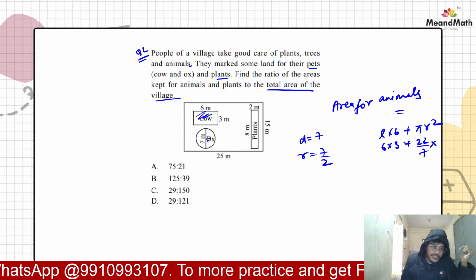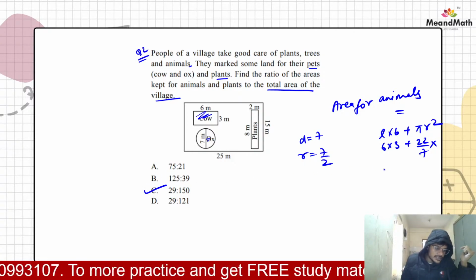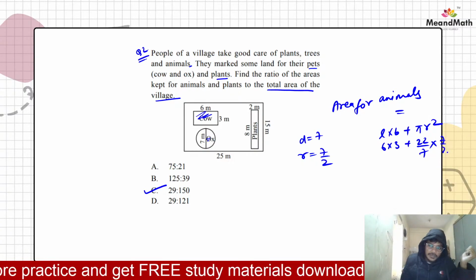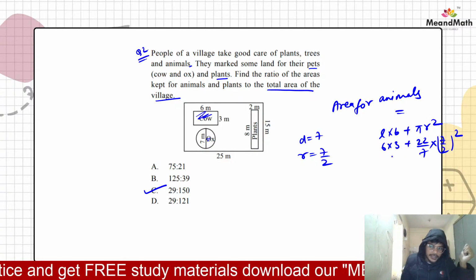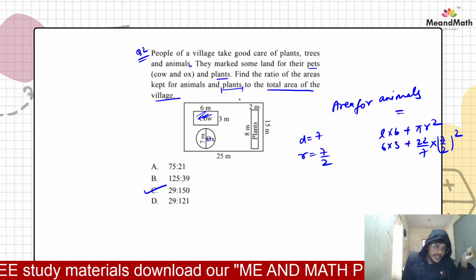Okay, Arsh, you are saying 29 ratio 150. Yeah, Arsh, this is absolutely right. The answer is C, 29 ratio 150. And now this would be 7 upon 2 whole square, right? So this is your area for animals. Now you need to find the area for plants also.